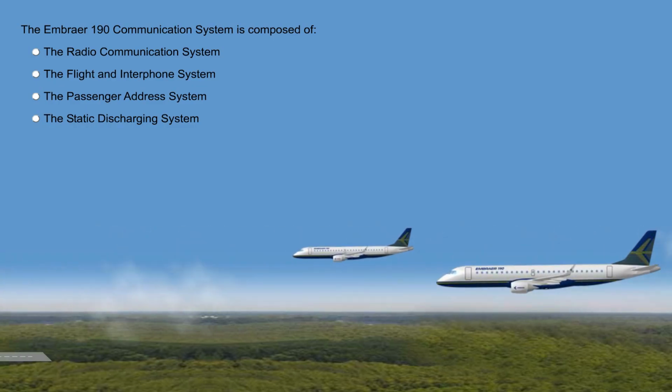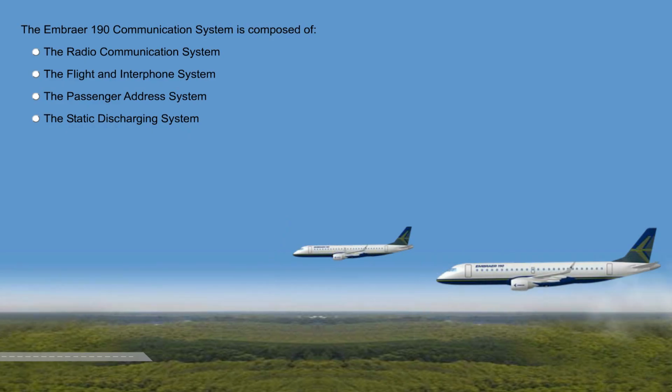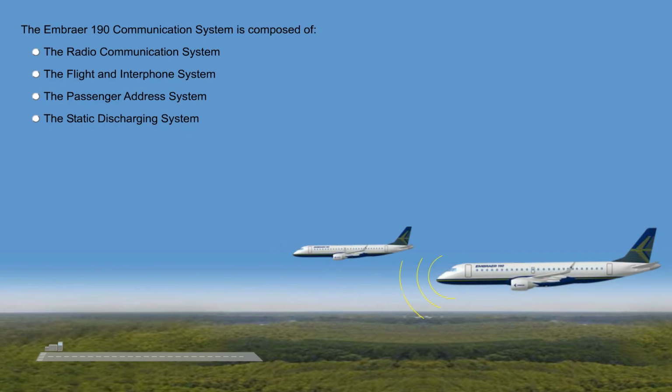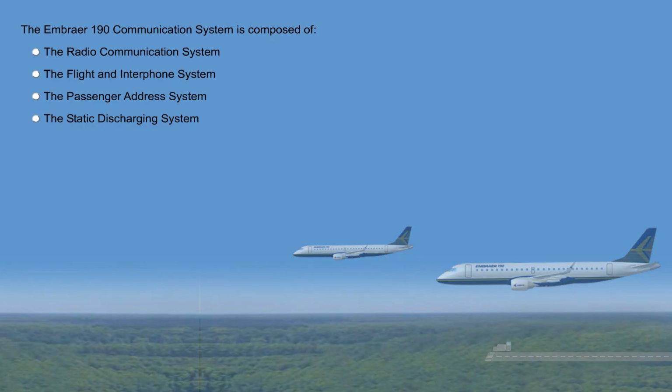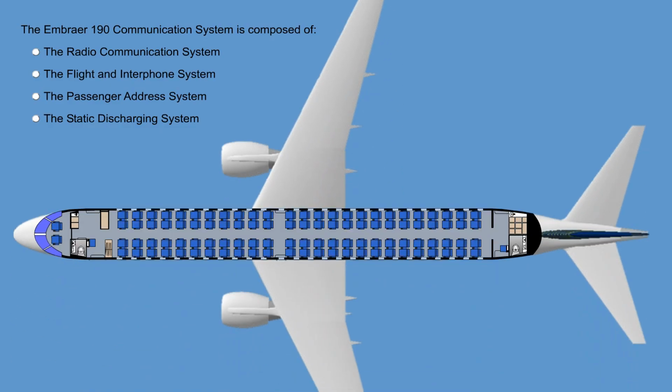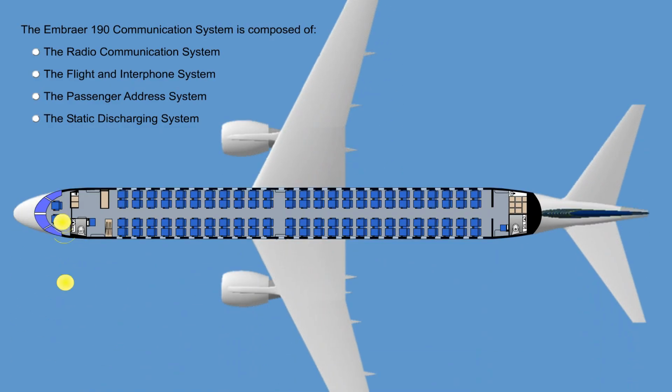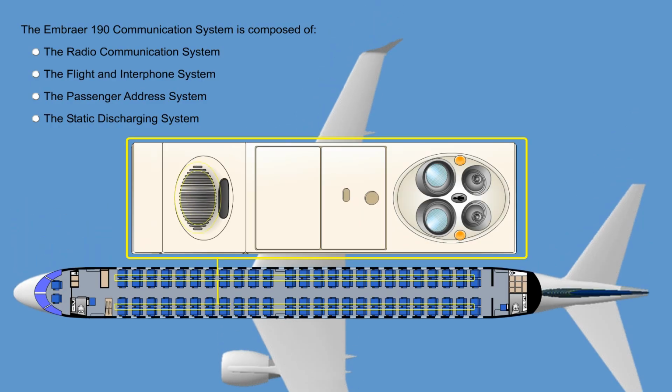The radio communication system enables the cockpit crew to talk air-to-air or air-to-ground via two very high-frequency radios. The system also provides digitized audio warnings to the cockpit crew. The flight interphone system enables communication among the crew and to ramp personnel.